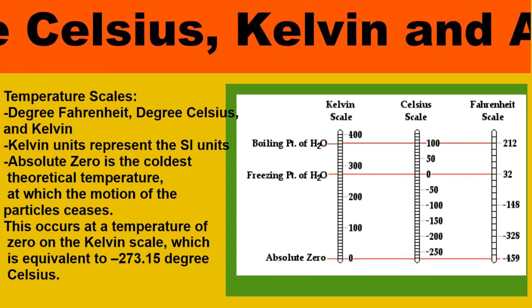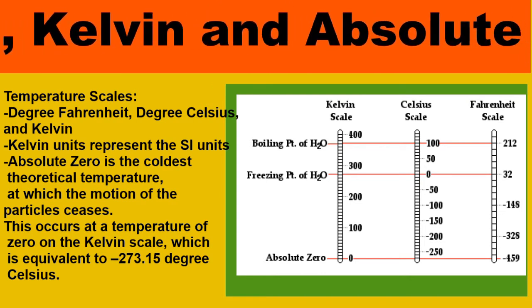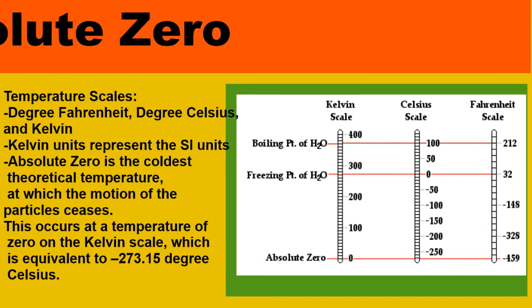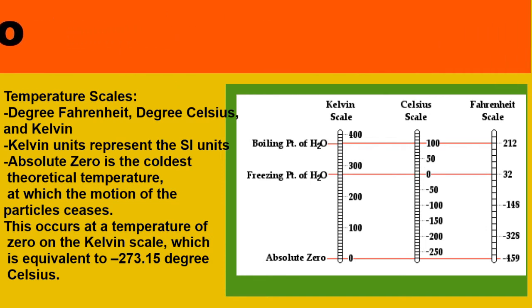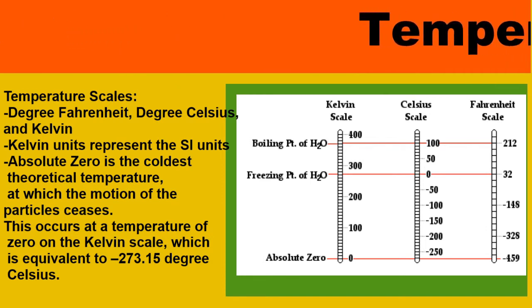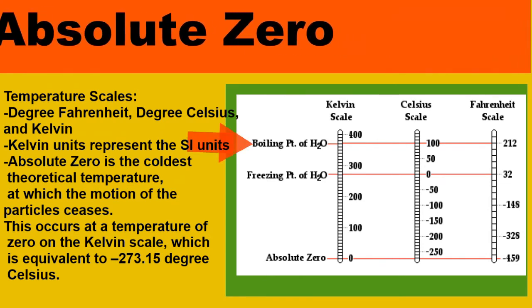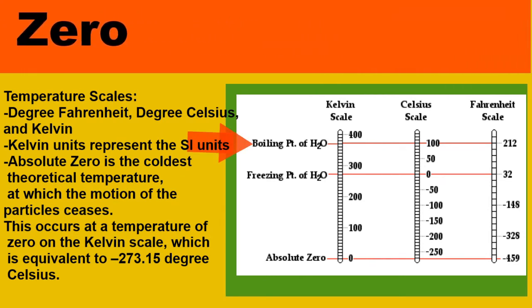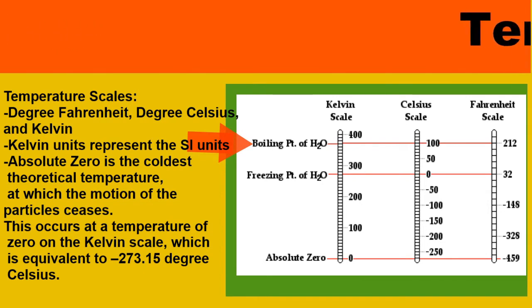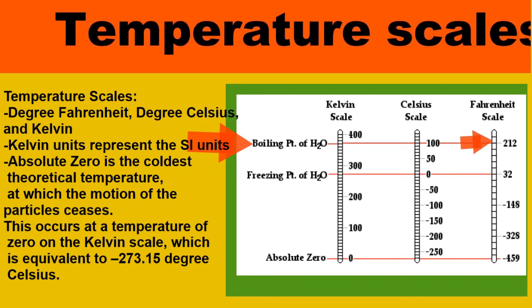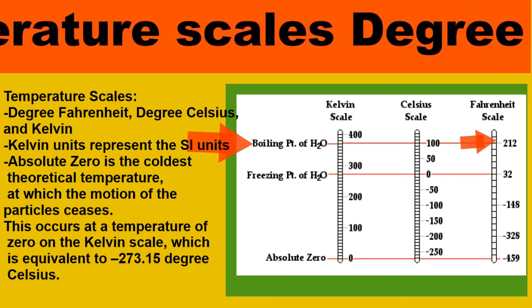Absolute zero is the lowest temperature that is theoretically possible. This is the temperature at which motion of particles would cease. So that means that the average kinetic energy of the particles would be zero. And this occurs at a temperature of 0 on the Kelvin scale, which is equivalent to minus 273.15 degrees Celsius.